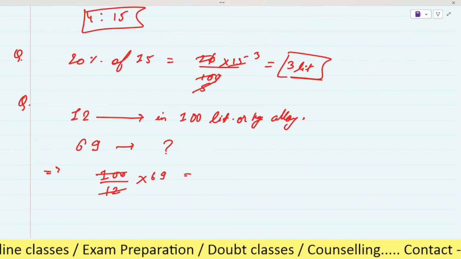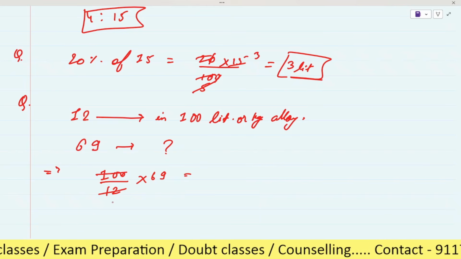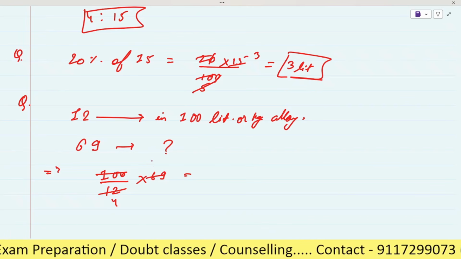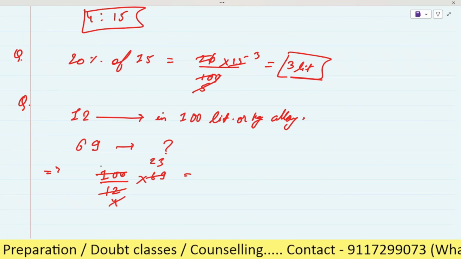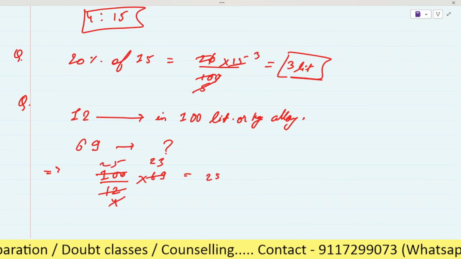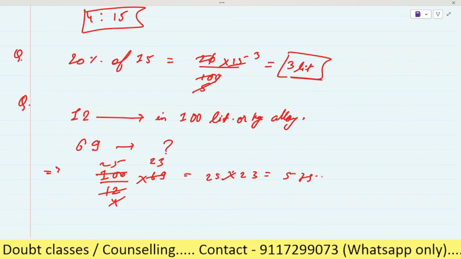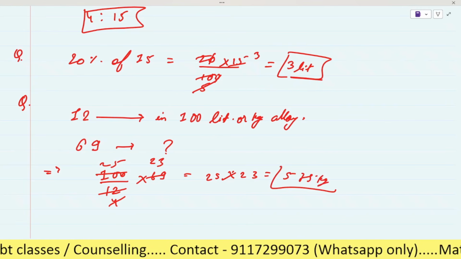3 4s are 12, and then here 3 2s are 6, 4 2s are 8, 4 25s. So 25 into 23, you will get 575 kg of alloy. Is it clear?